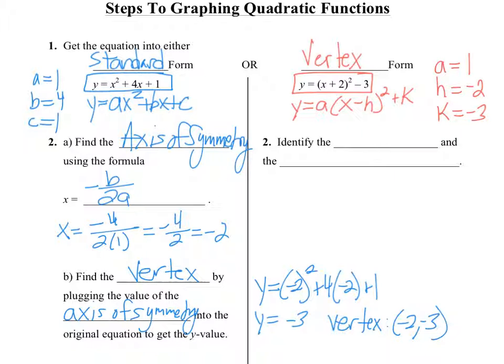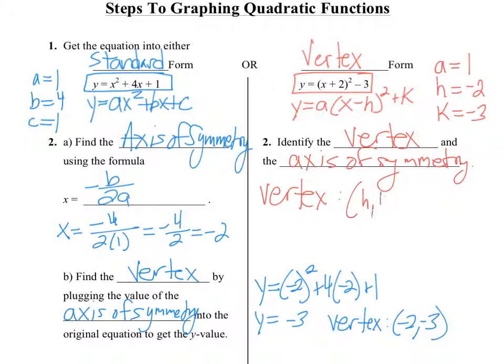This is the hard part. The hardest part of vertex form is identifying your a, h, and k, because we can identify the vertex and the axis of symmetry directly from these values. So the vertex is as easy as saying the point h, k. That's it. So if you look up above, our h is -2 and our k is -3. That's the vertex. We didn't have to do any work. We've got it right from h and k.